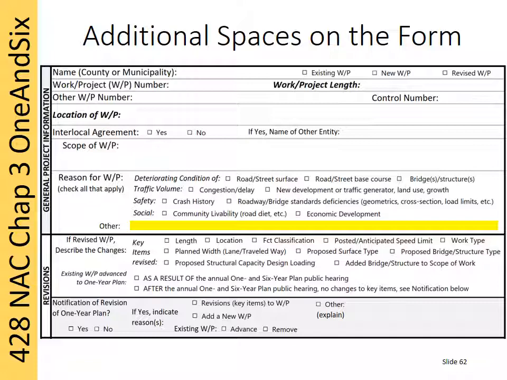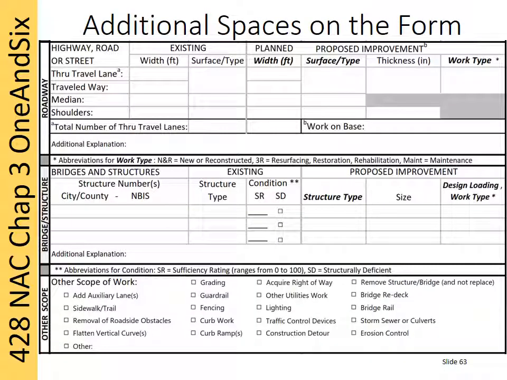In the notification of revision of one-year plan, the other space could be used, for example, to explain splitting a project into phases, doing phase 1 in the one-year plan and delaying phase 2 until the next year. For the roadway, you may need to explain that there is a curb on one side and shoulders on the other side, or that lane widths vary, or that part of the project is gravel and another part is asphalt, or that there are multiple work types that apply to the project, or that a frontage road is being added.